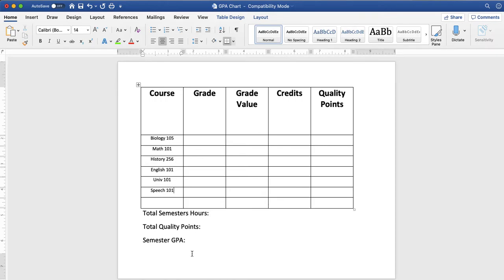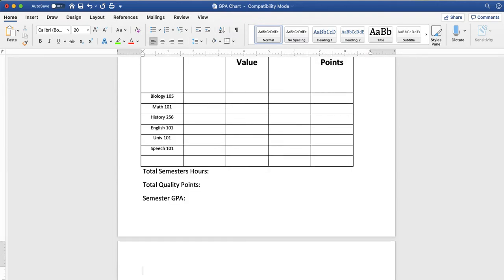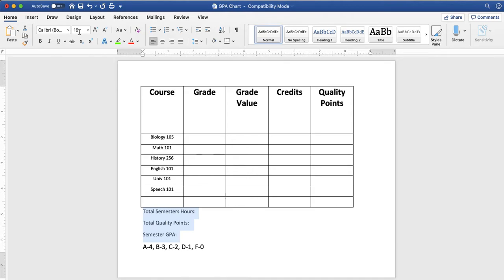Basically, the only thing you really have to know in order to figure out GPA, and I'm going to write it at the bottom here so you can see, is that grades are assigned a grade value. That grade value will never actually change. So if you remember grade values and learn how to do this, you can always figure out your GPA no matter what. An A is assigned a grade value of 4, a B is 3, a C is 2, a D is 1, and an F is 0. Okay, let's try to remember that as we go through this exercise.